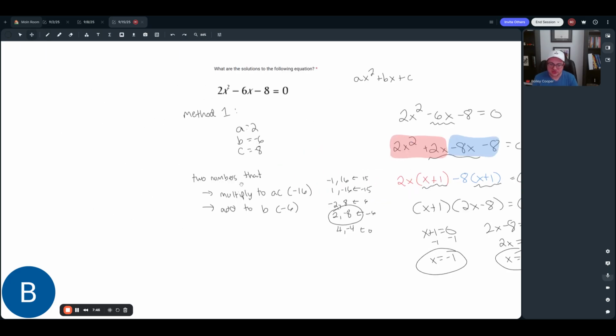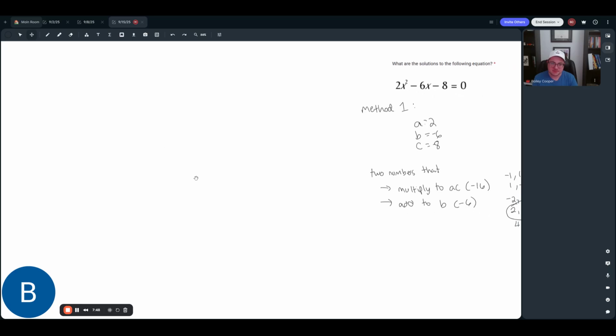But let's talk about method 2 really quick. I'm going to give us some more room here. And I'll do a different color to help differentiate. Method 2 here only works sometimes with very specific numbers, but when it works out, it's really nice. So method 2, check for GCF first.